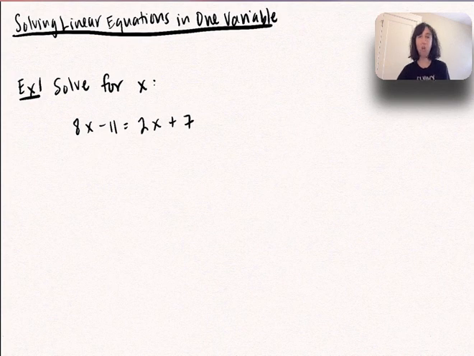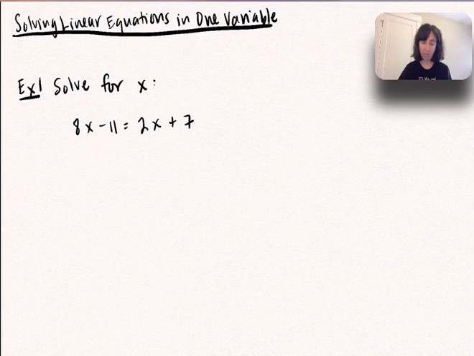In this video, we'll be solving linear equations in one variable. We'll look at two examples. The first example says, solve for x, and we're given this equation, 8x minus 11 equals 2x plus 7. So what does it mean to solve for x?